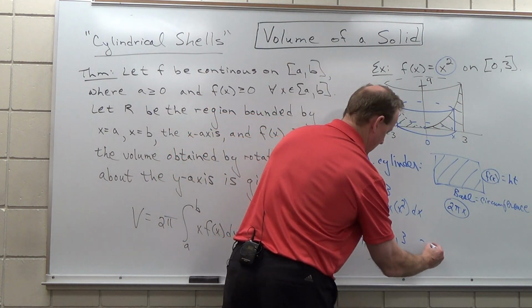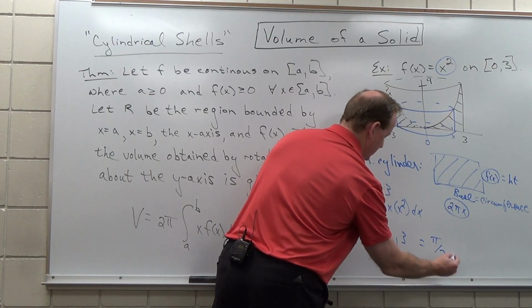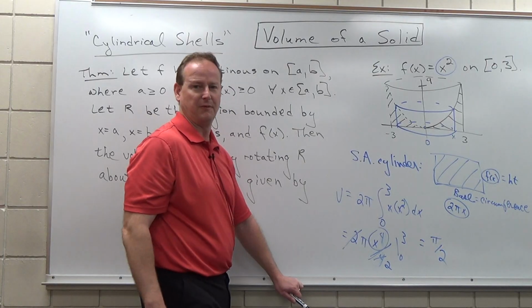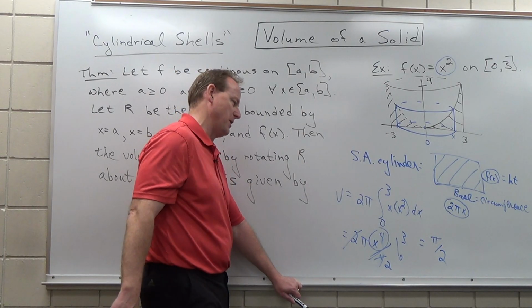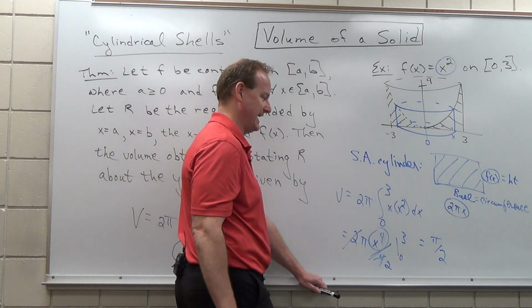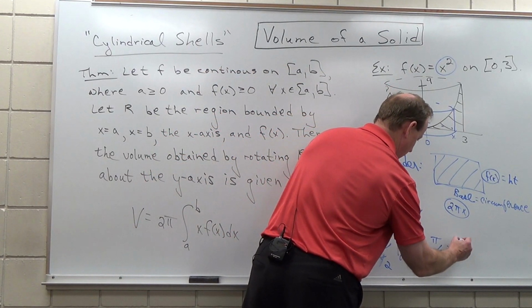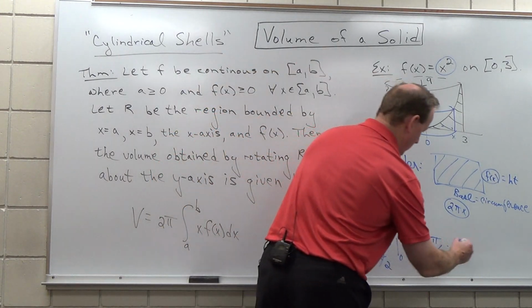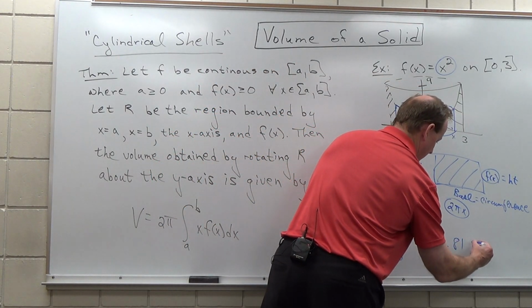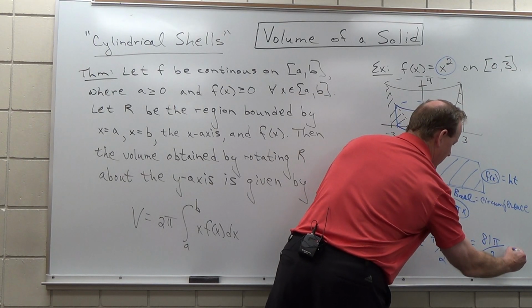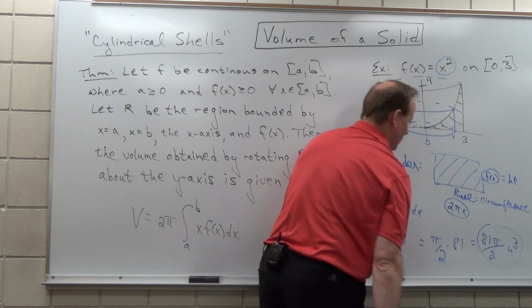And so we'll get pi over 2 times, when I plug in 3, I've got 3 to the 4th power, which if you don't know, that's 81. You might think of that as x squared times x squared, and 3 squared is 9. 9 times 9 is 81. And then plugging in 0, we get 0. So pi over 2 times 81 minus 0, or 81 pi over 2 cubic units would be the volume of that.